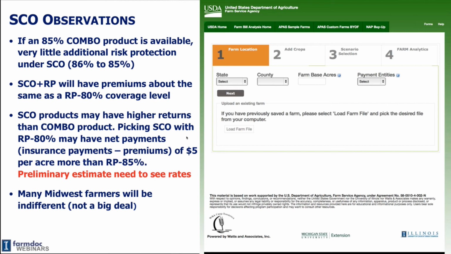You're farming high-risk land. You're often buying a fairly low coverage level there. If that high-risk land can be segregated in PLC, and you're going to grow some of those crops anyway, then buying SCO on that may provide you some additional risk protection. So there are specific situations where you can see this working.